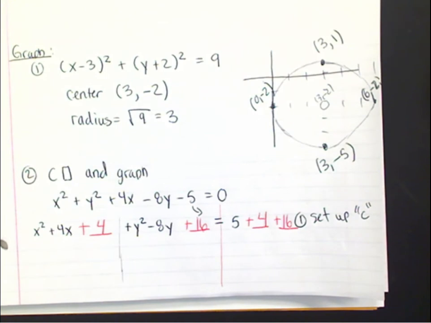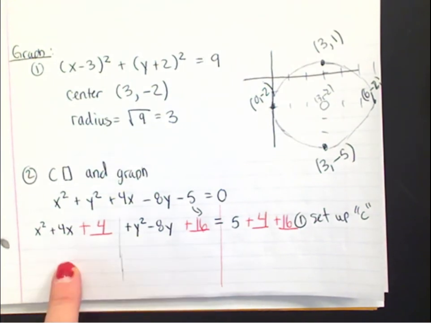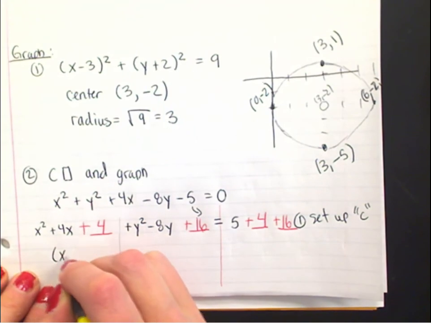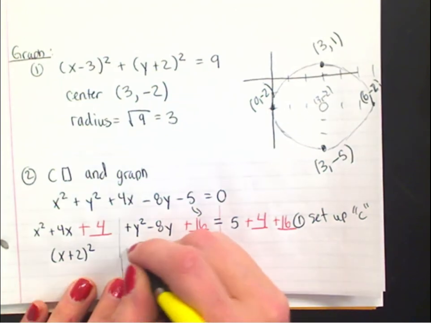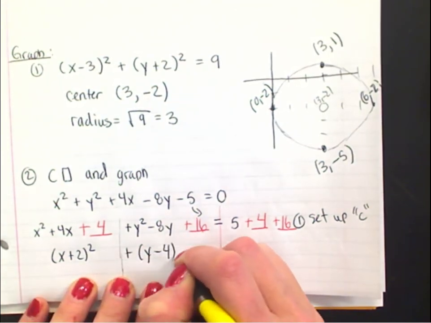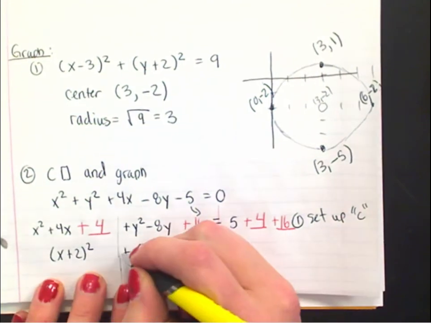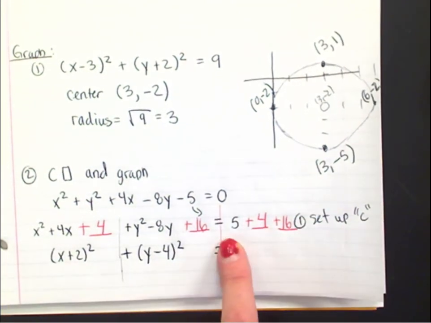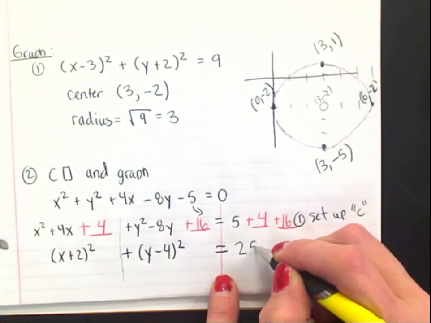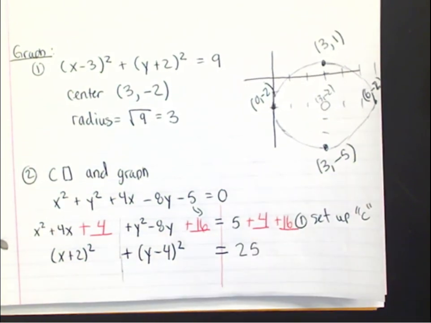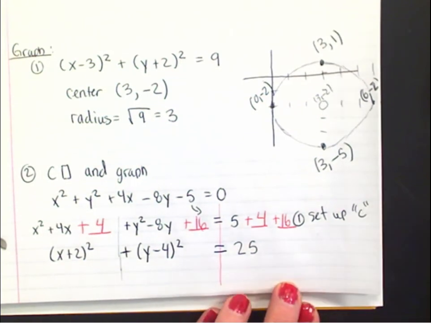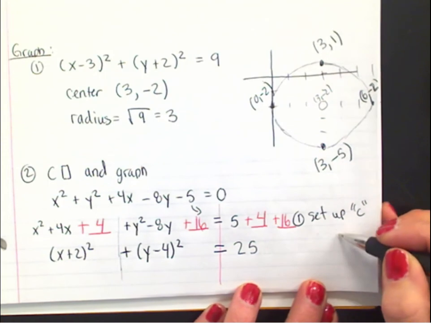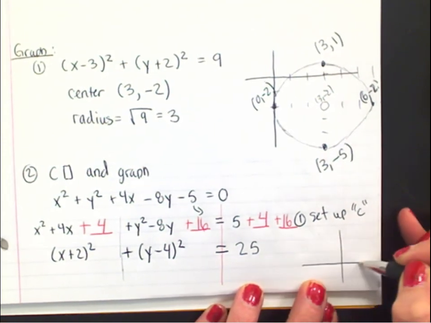Okay, complete the square. Let's factor the first 3 terms. We got perfect square trinomials. We have 2 of them. Ooh, 25. That's it. That's a circle. Graph it. Now, not a lot of space here, so I'm just going to label those 4 points around the circle. I think we're in quadrant 2, approximately.